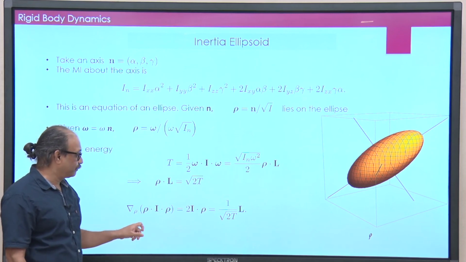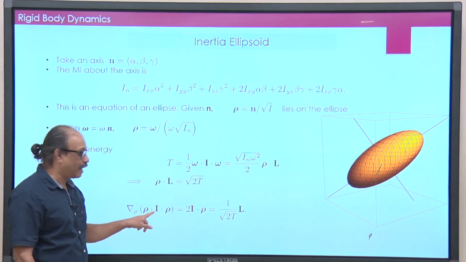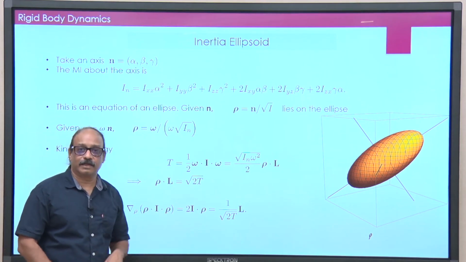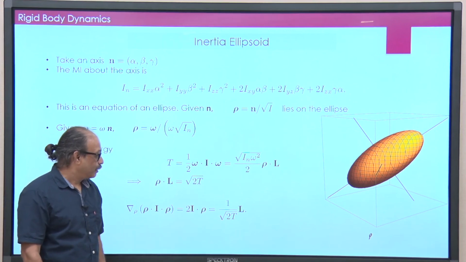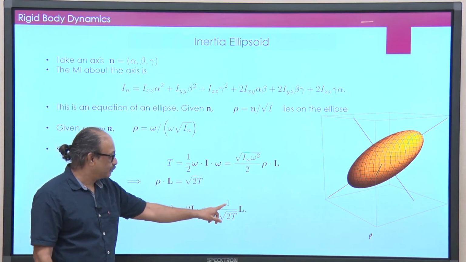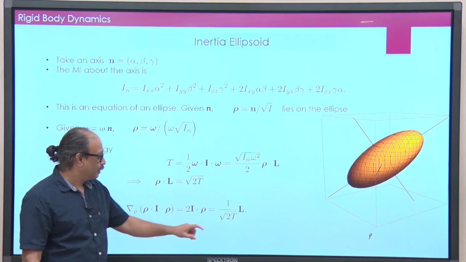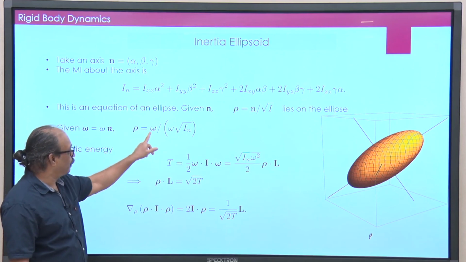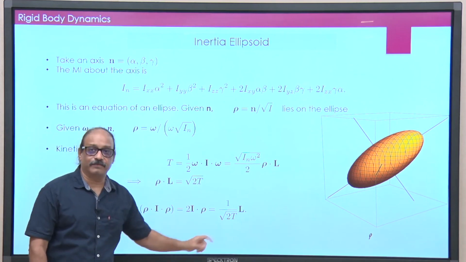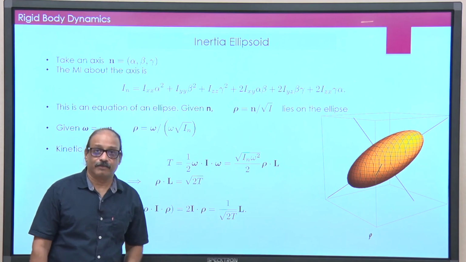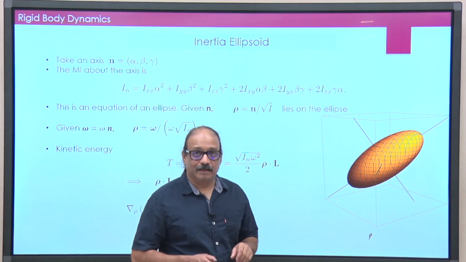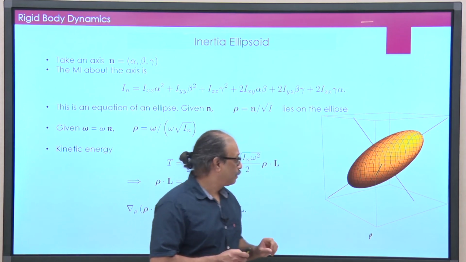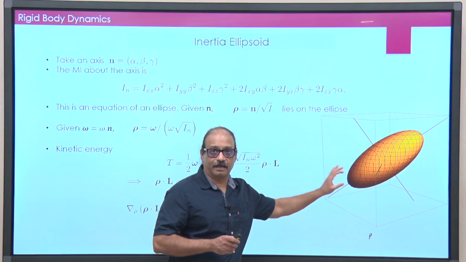When I take a derivative of this, I of course is independent of rho. So, you take the derivative of the first and the derivative of the second, you get 2 times I dot rho, but that exactly is equal to 1 over square root 2 T times L. So, you can substitute rho, basically rho is omega divided by this, and if you substitute that, that gives you L. What does that mean? That means angular momentum is always perpendicular to the surface of the inertia ellipsoid.